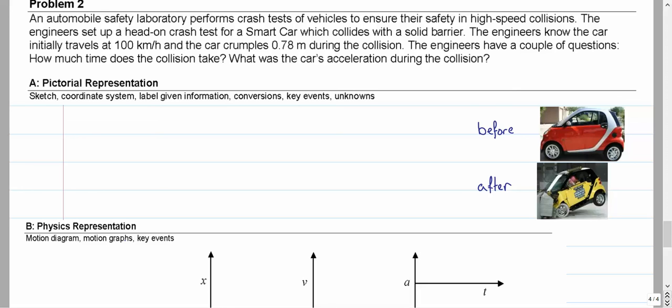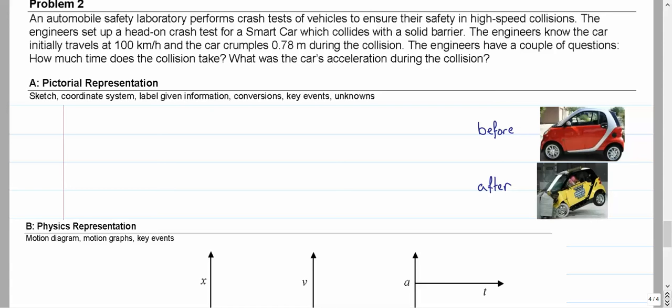Okay, we didn't finish this in class, so let me go through it right from the start. So this is problem 2. This is the safety test lab. We've got a crash test for the smart car. To clarify that 0.78 meter delta D.